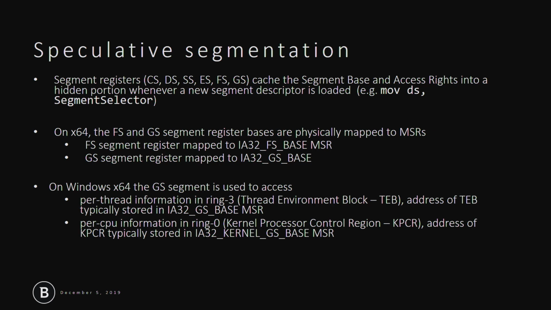Now, the GS segment has a dedicated functionality on Windows on x64 platforms. When executing in user mode, it is used to store information about the currently executing thread. When the CPU executes in ring 0, the GS segment is used to access per logical CPU information stored in the kernel processor control region. This is a special structure maintained by the operating system and also contains pointers inside the NT-OS kernel.